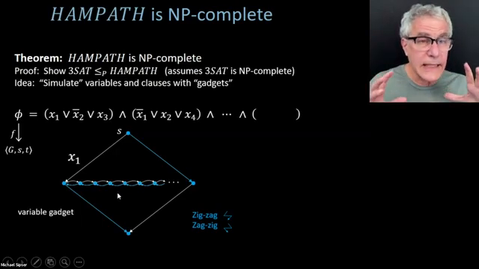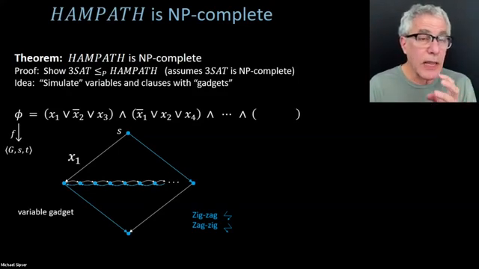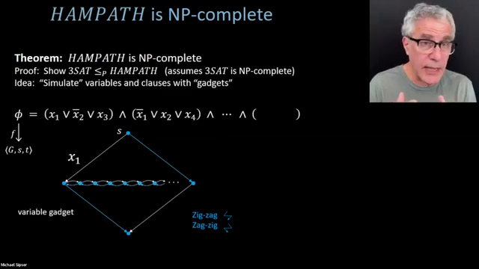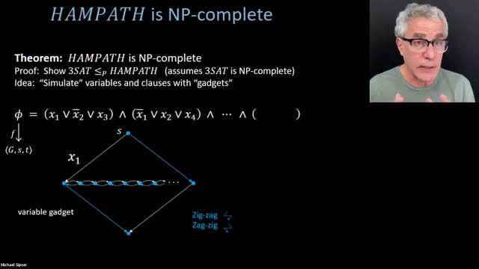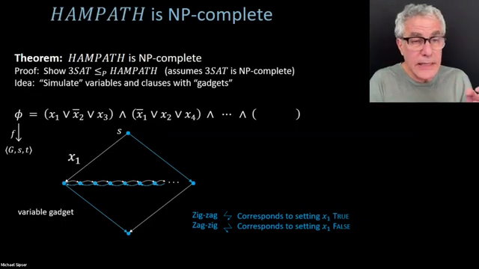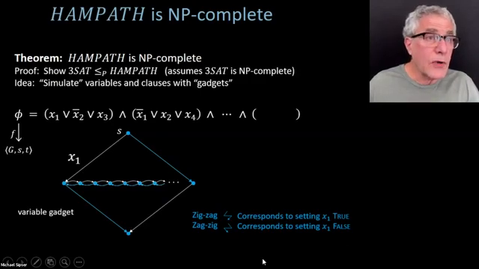This is the classic thing for a variable gadget. When you're thinking about how the object you're asking about, the Hamiltonian path, relates to the formula, it has two possibilities, which correspond to the variable being set true or false in the formula. So we're showing how to simulate the variable in this Ham path instance. Setting the variable corresponds to constructing the path.